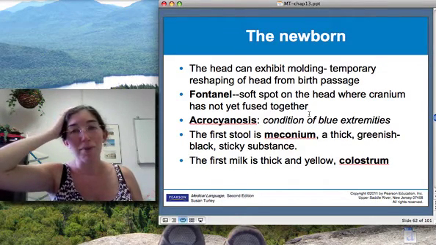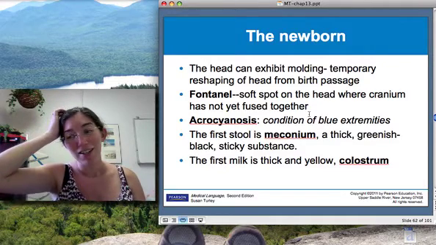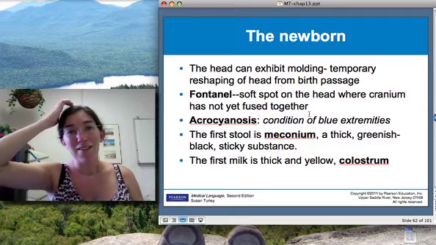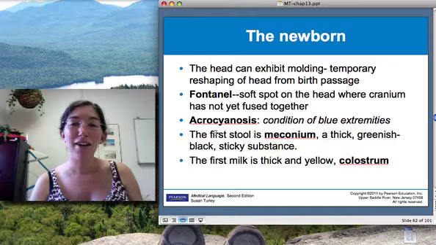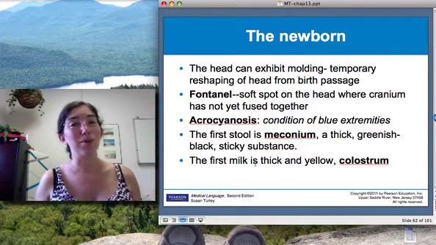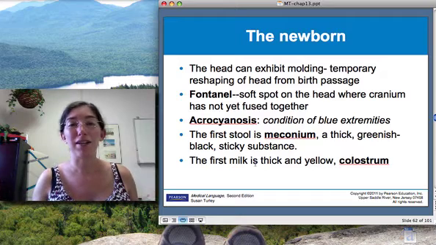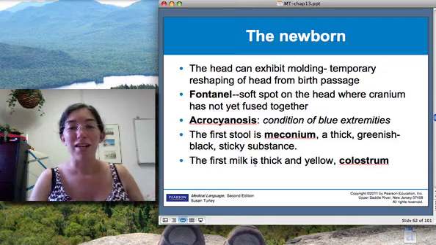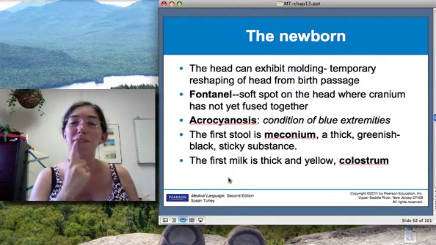I just remember having a lot of baby cousins and always being told not to touch their soft spot. Again, because their brain is right under it. It's sensitive, so you do want to be careful. Another common condition is acrocyanosis, where the baby's extremities are blue: cyano, blue, and acro meaning limbs or appendages. So feet and hands can be kind of blue. They also can have blue lips.